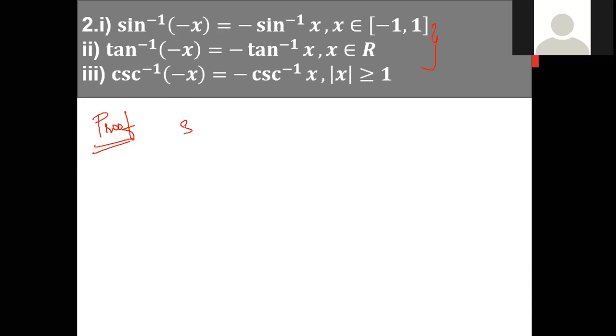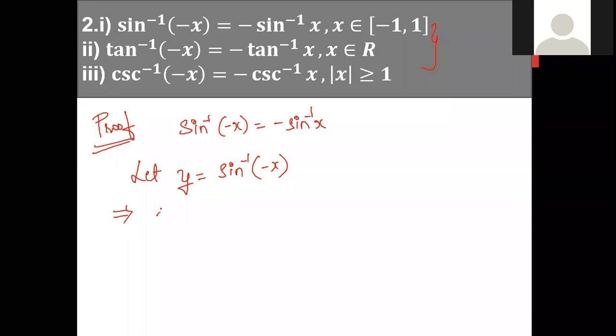So we have to prove sine inverse of minus x is equal to minus sine inverse x. So what we'll do? The first step is, take the left hand side. Let y be equal to sine inverse of minus x.